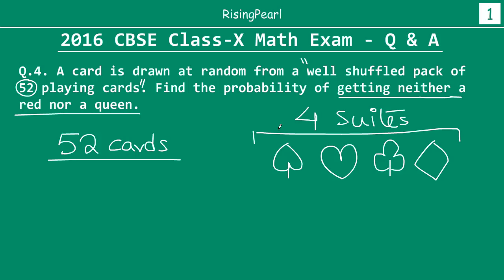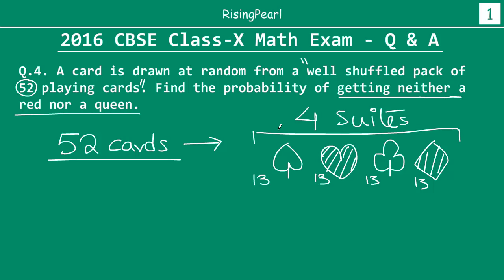So we have 52 total cards, and these 52 cards belong to 4 suits. That means there are 13 of each, right? So there are 13 spades, 13 hearts, 13 clubs, and 13 diamonds. Also note that hearts and diamonds, let me shade them, are red in color. And the 2 suits which are not shaded, spades and clubs, are black in color, right?